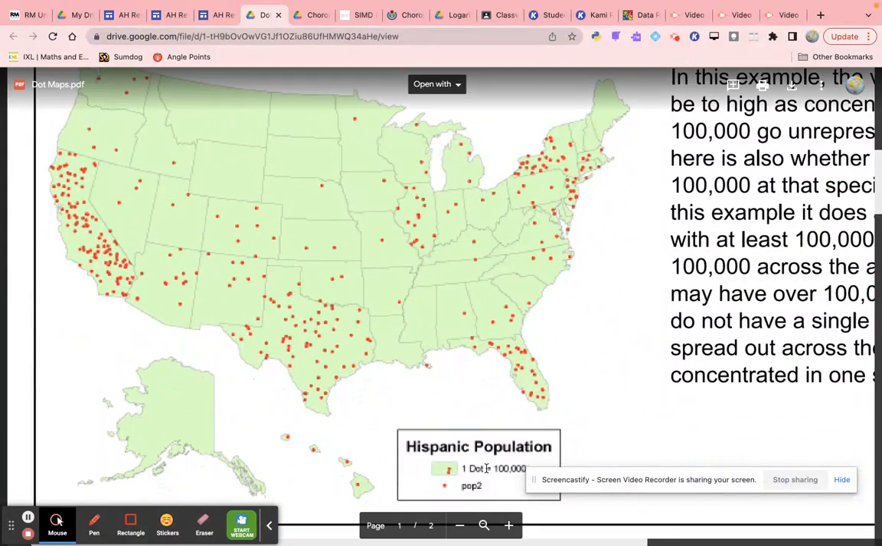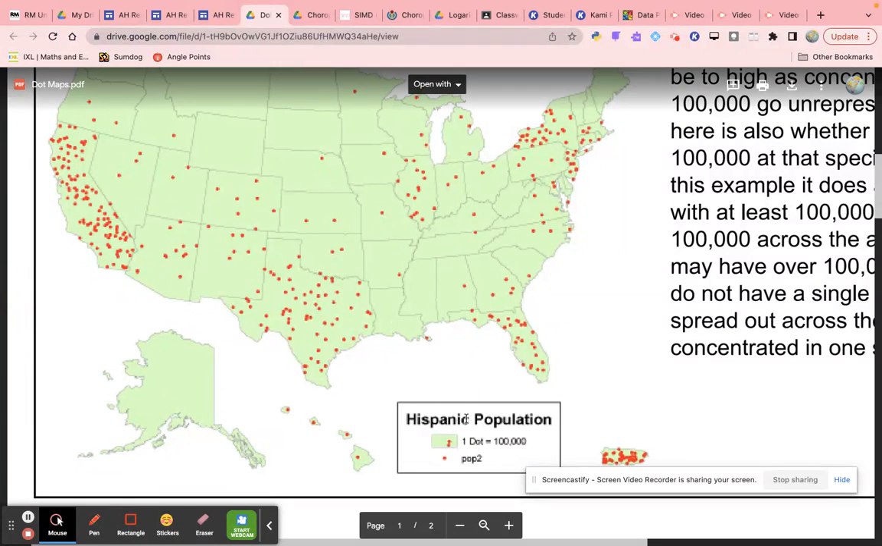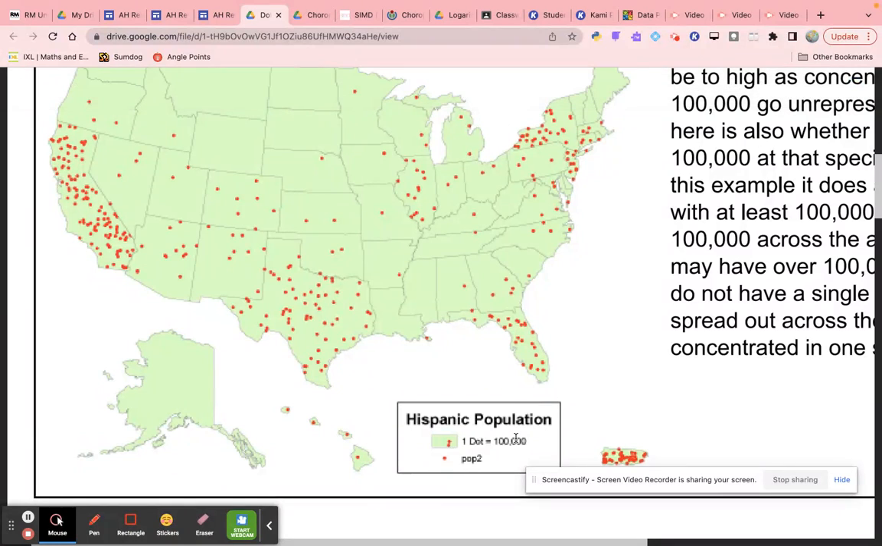Here we can see another problem, and that is whatever you decide your dot value to fall at. Because if you have 100,000 people you get a dot, but if you just have 99,000, then you will not have a dot in the location. Even if you're just one person short, 99,999, then it won't get a dot. But if you reach that number at 100,000, you get a dot. So when you decide your cutoff, your dot value, then that becomes the criteria for placing a dot.